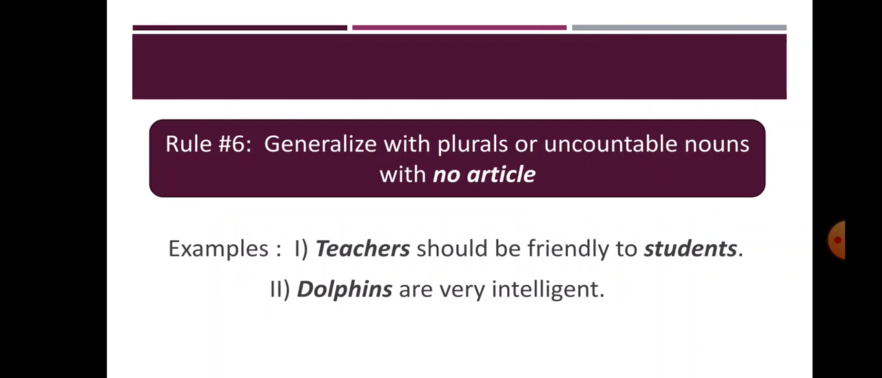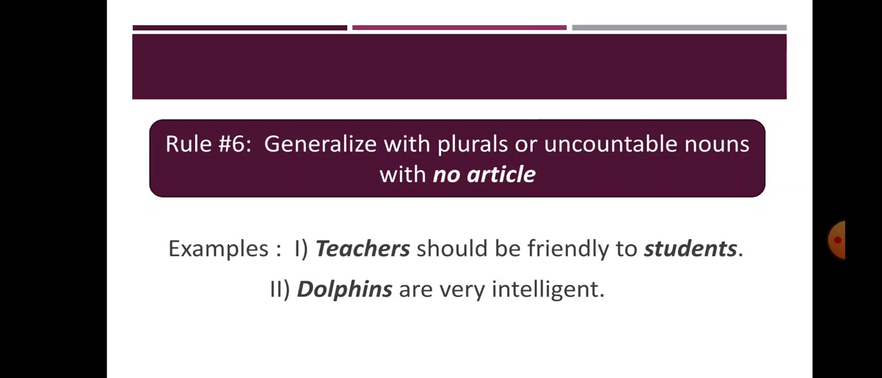Let us move to rule number 6, children. Generalize with plurals or uncountable nouns with no articles. Now here, what does it mean? It means that when we are talking in general, when we are not talking about any specific person or any specific thing, no article is required.